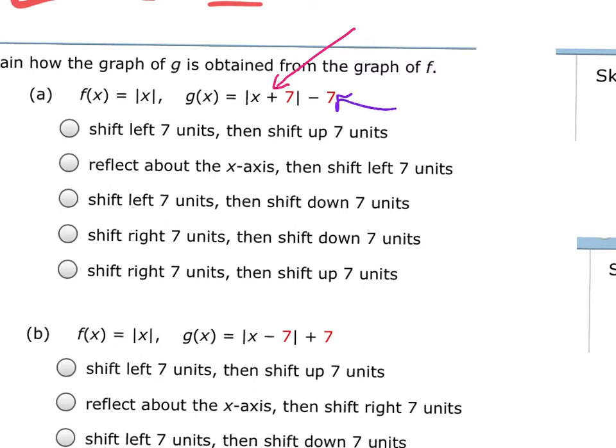What does the pink +7 inside the absolute value do? Left 7. What does the -7 at the end do? Down 7. That's all the work I asked you guys to show. That's it. But that's showing your work. You don't do that, you're not getting credit. Now it's really easy to pick the answer choice. Which one tells you that it shifts left 7 and down 7? This middle one here, right? So there's your answer. But that is your work that I expect to see.